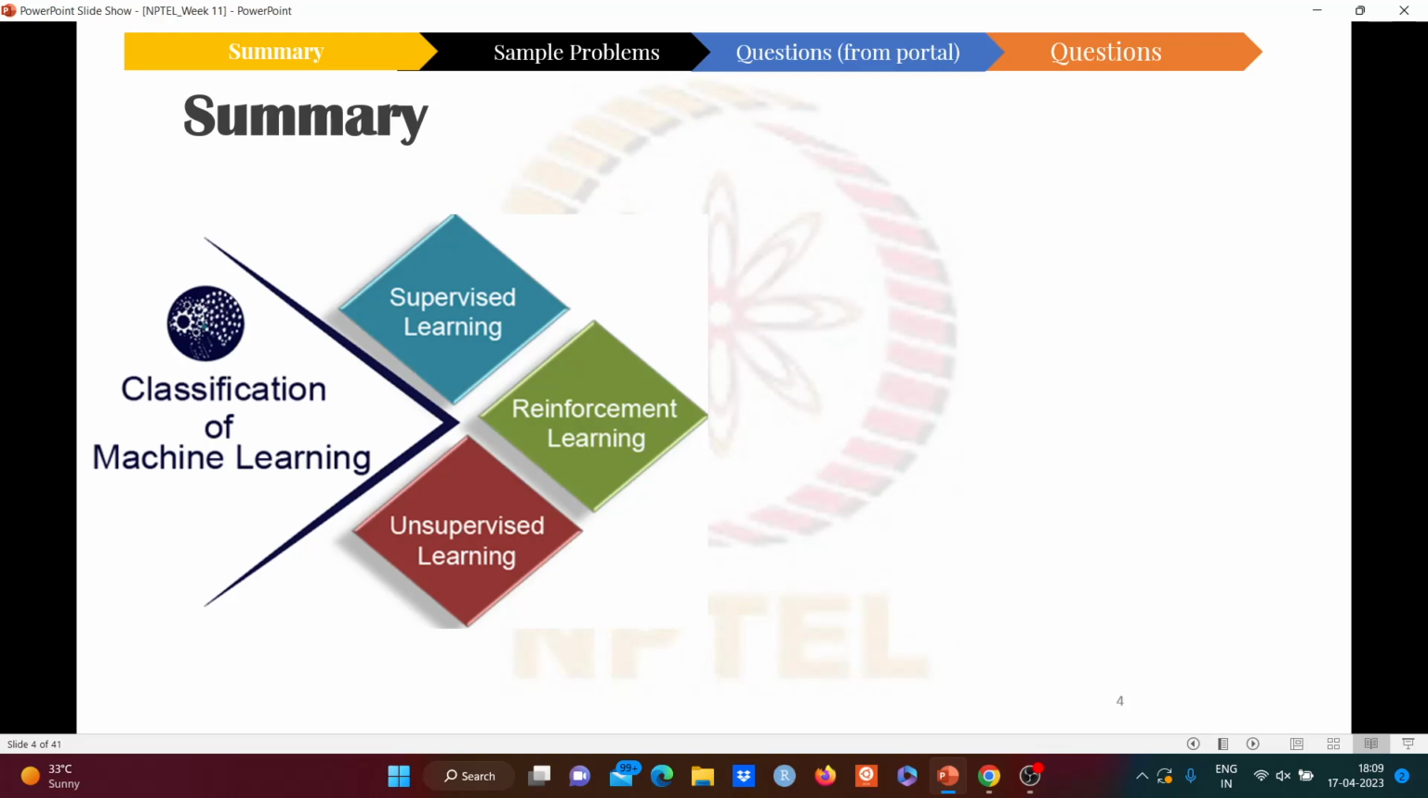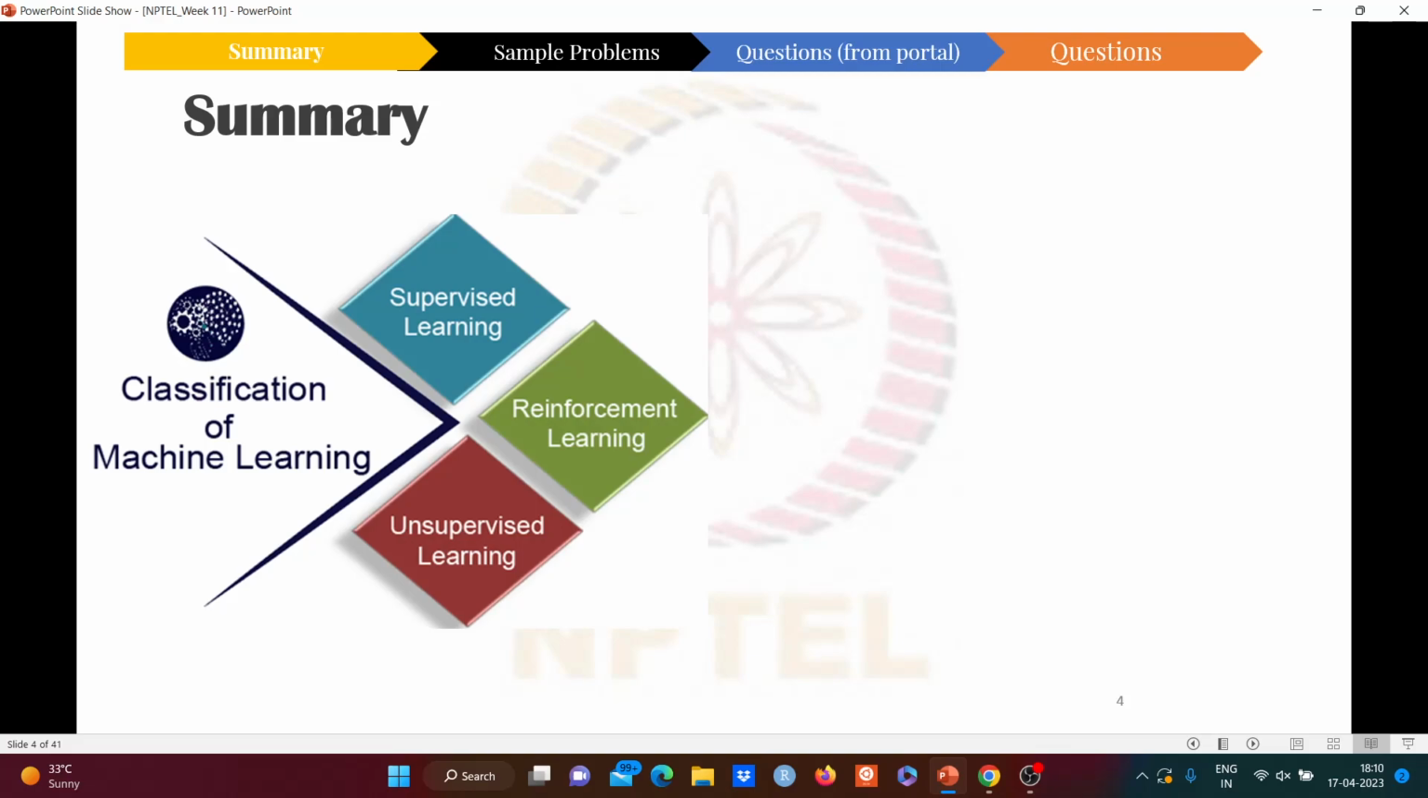In unsupervised learning, the algorithm is trained on unlabeled data, which means the data has no output or target variable. Here, the algorithm learns to find patterns and relationships in the data, such as clustering or dimensionality reduction. Next is reinforcement learning. In reinforcement learning, the algorithm learns to make decisions by interacting with an environment and receiving feedback in the form of rewards or punishments. The algorithm learns to maximize the cumulative reward over time by taking actions that lead to positive outcomes.